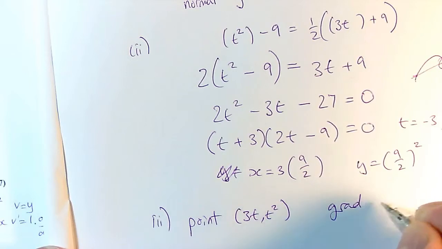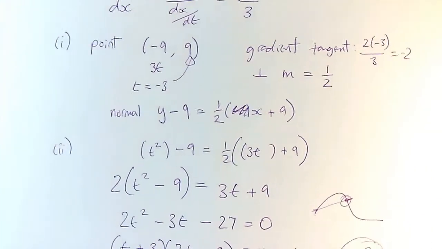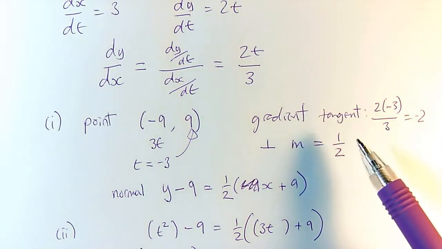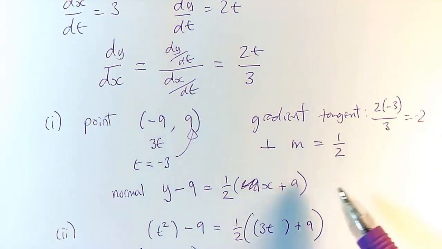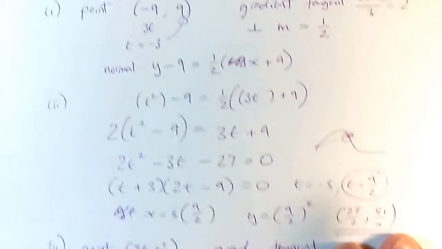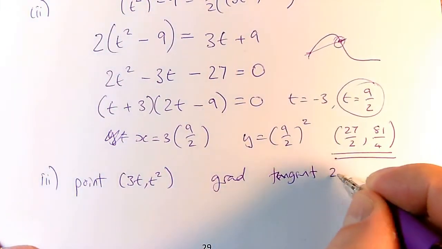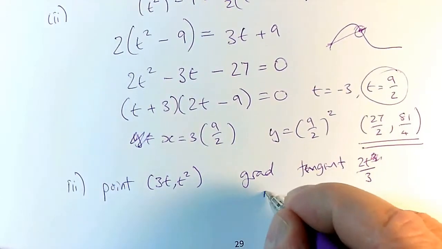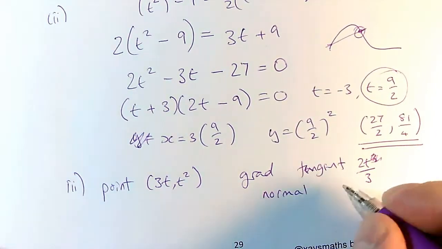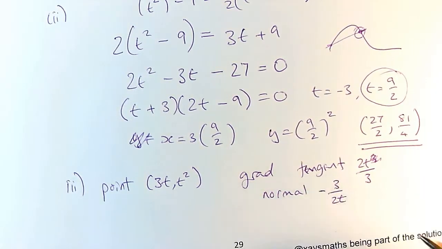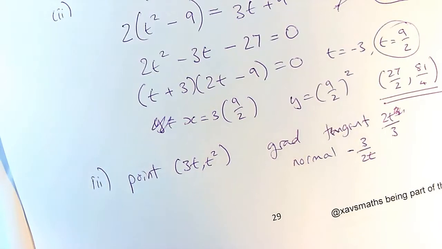And the gradient, well, the tangent gradient, I've already worked this out in terms of t. So I've worked out dy by dx was 2t over 3. Now for the previous normal, I actually substituted a t value in and I took that numerical value forward. What I've got to do is go back to the original gradient of the tangent in terms of t. So the tangent gradient was 2t over 3, not cubed. So therefore my normal gradient is just going to be the negative reciprocal of that, which is minus 3 over 2t.